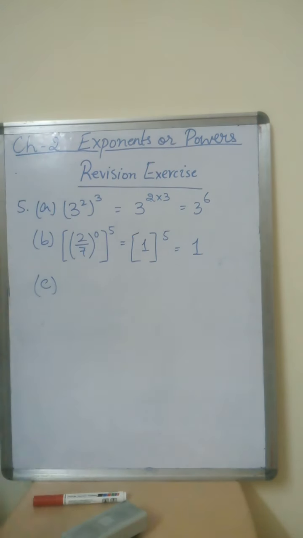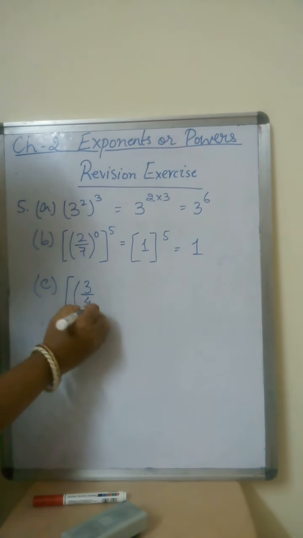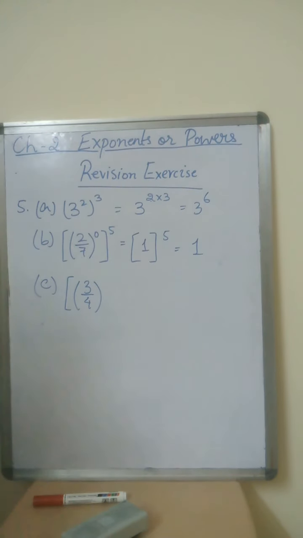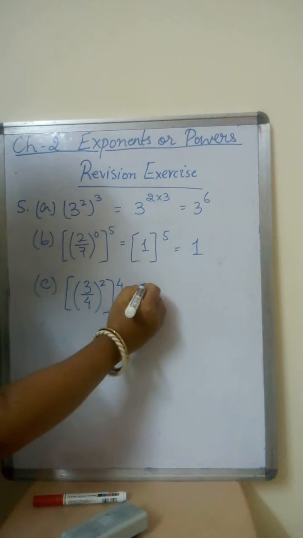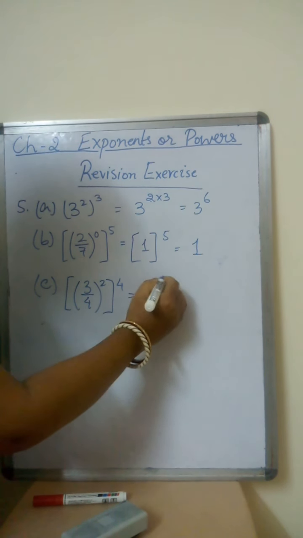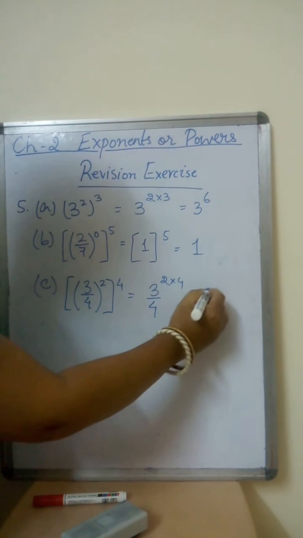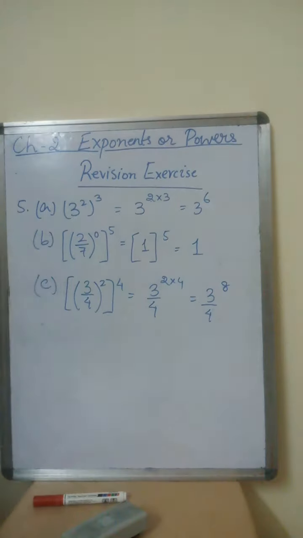Next, part C. So what is there in question number C? It is given 3 by 4 to the power 2, to the power 4. So what is our base? Our base is 3 by 4. 2 into 4 is how much? 8. So it is 3 by 4 to the power 8. Right? So this is question number 5.